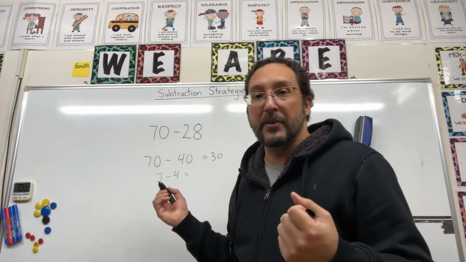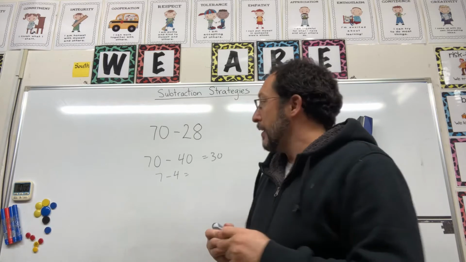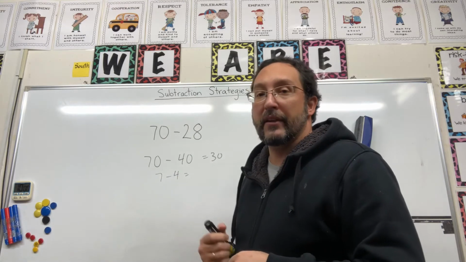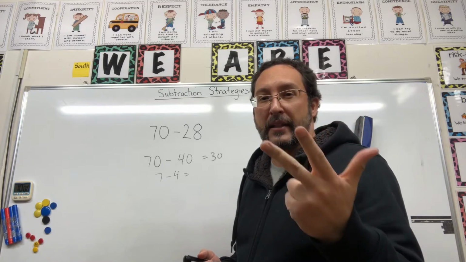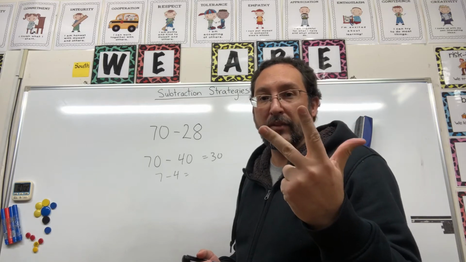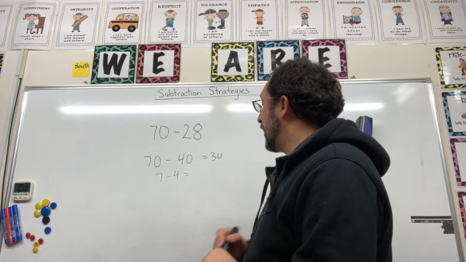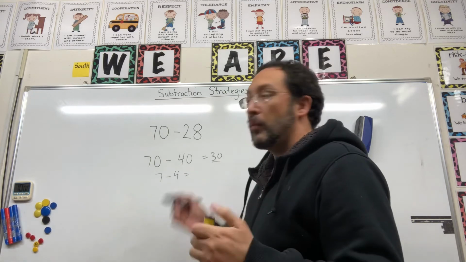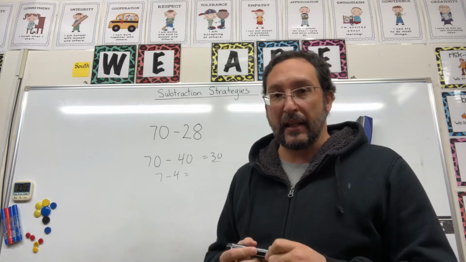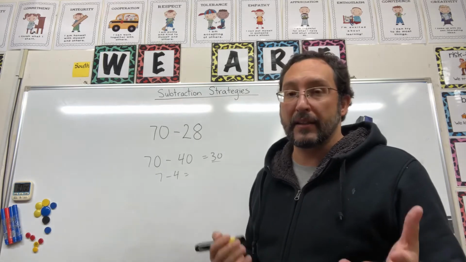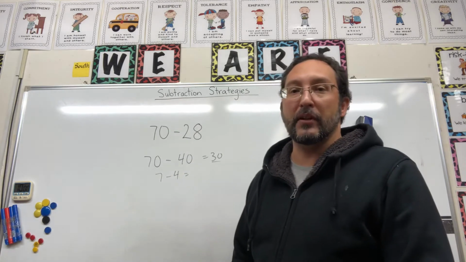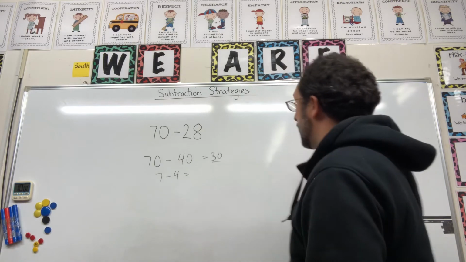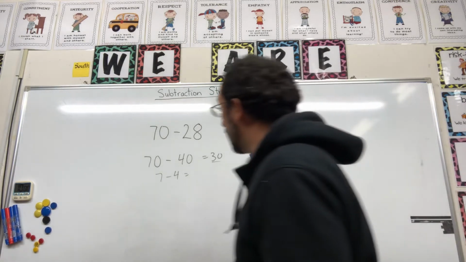We could do it the opposite way as well. We could go, okay, I'm going to count forwards instead of backwards. So 40, 50, 60, 70. Again, gives us 3 tens, gives us 30. So we know that counting by tens and counting by ones are basically the same thing. Now, how does that relate to this bigger question of 70 minus 28? Let's take a look.